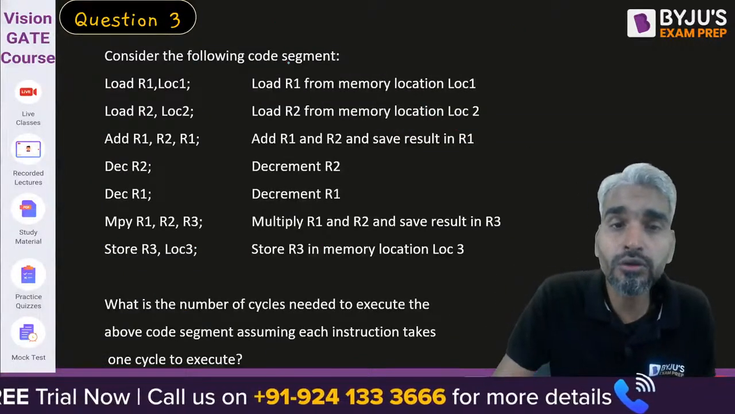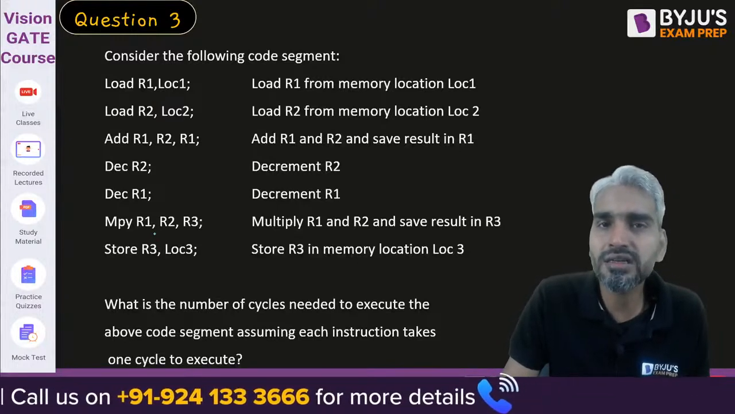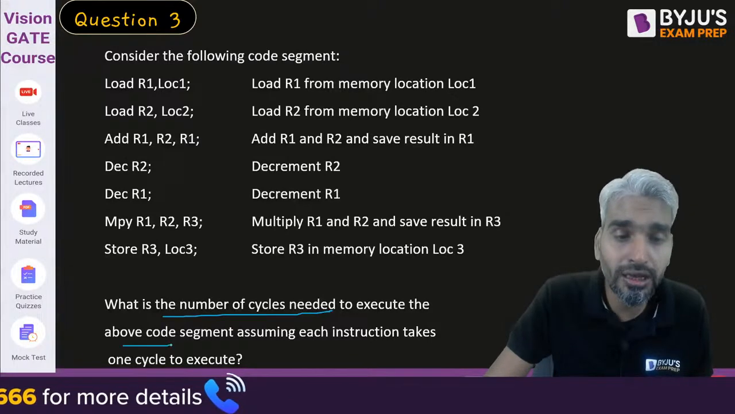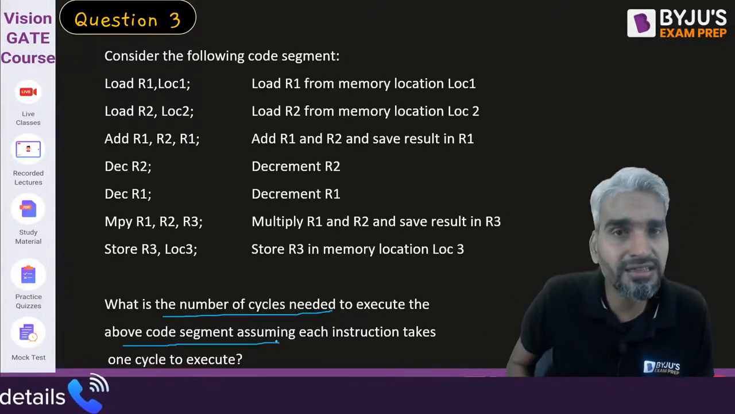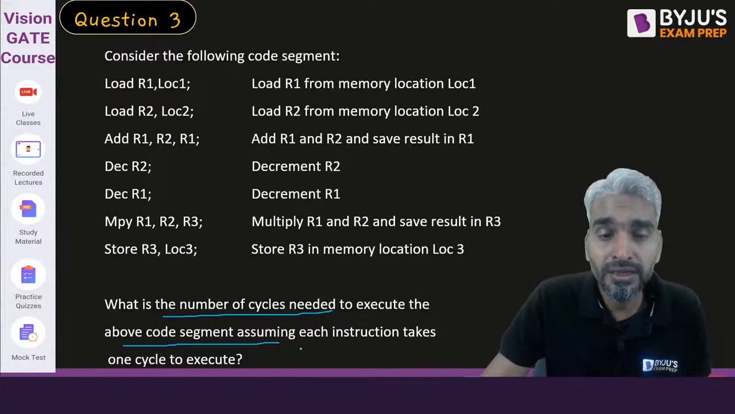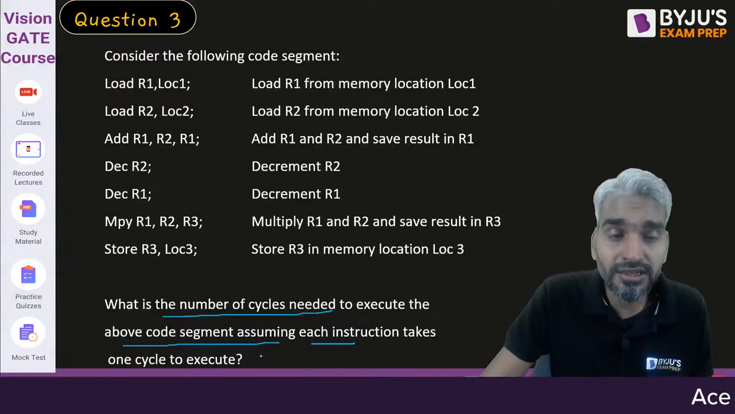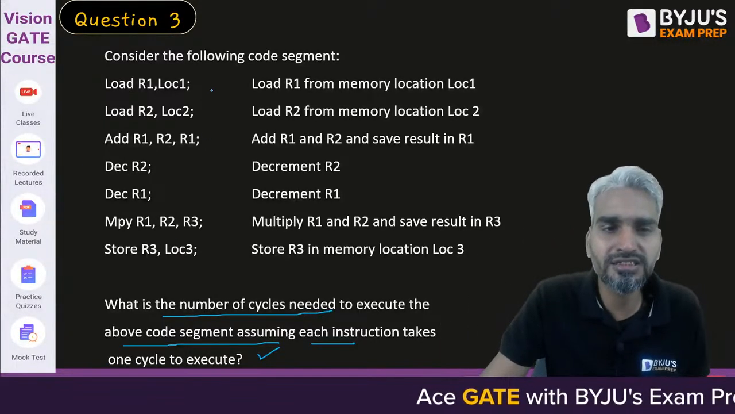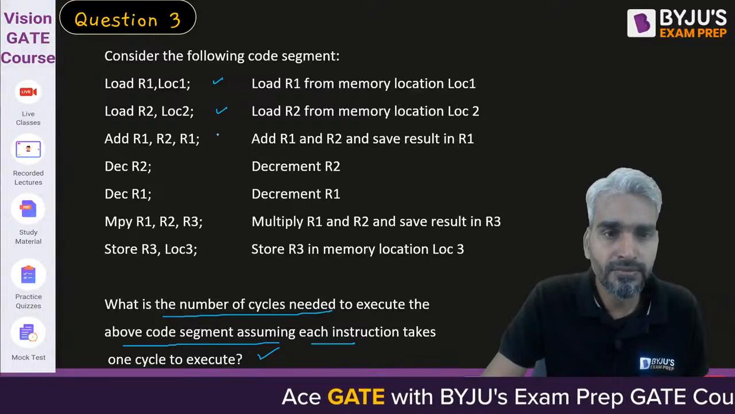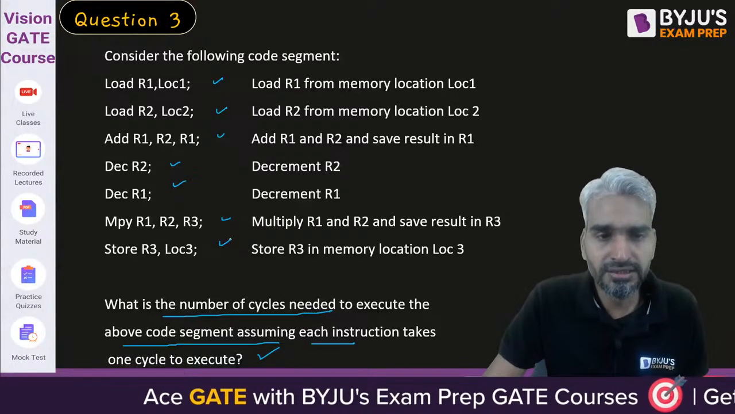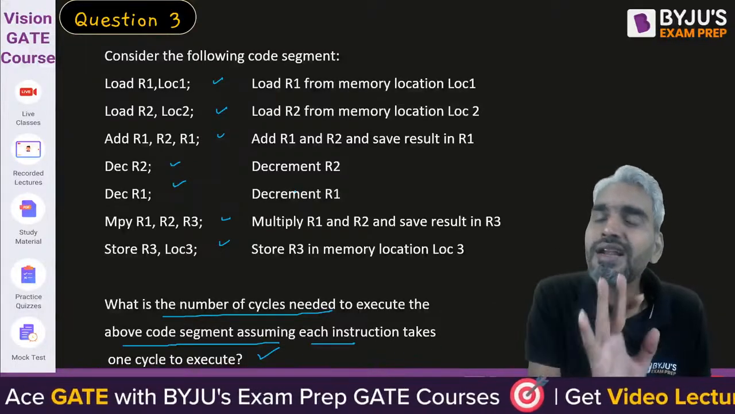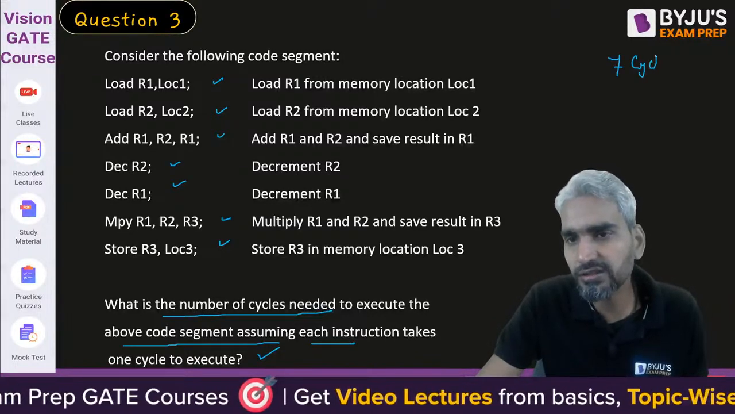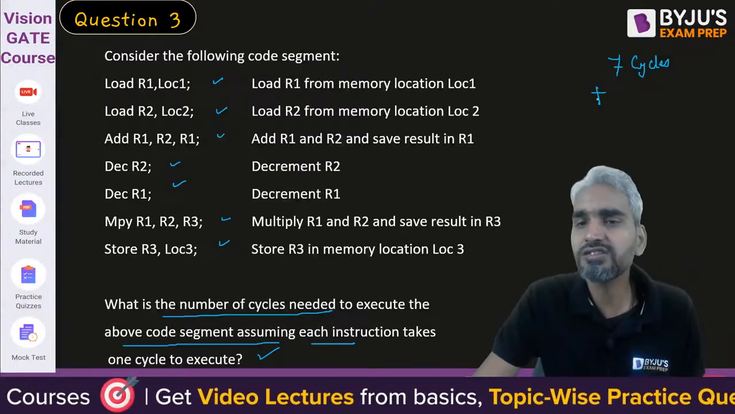Consider the following code segment. Now it is asking, what is the number of cycles needed to execute the above code segment, assuming each instruction takes 1 cycle to execute? So if each instruction takes exactly 1 cycle to execute, how many instructions are there? 1, 2, 3, 4, 5, 6, 7. So if no delay is required in between the instructions, then for the execution of this code, 7 cycles will be required, as there are 7 instructions.